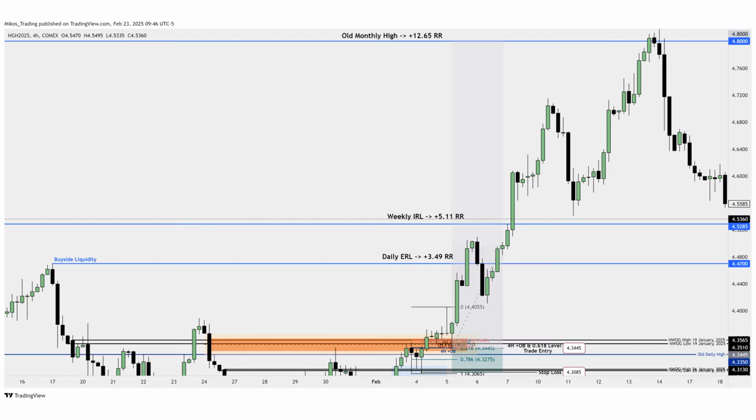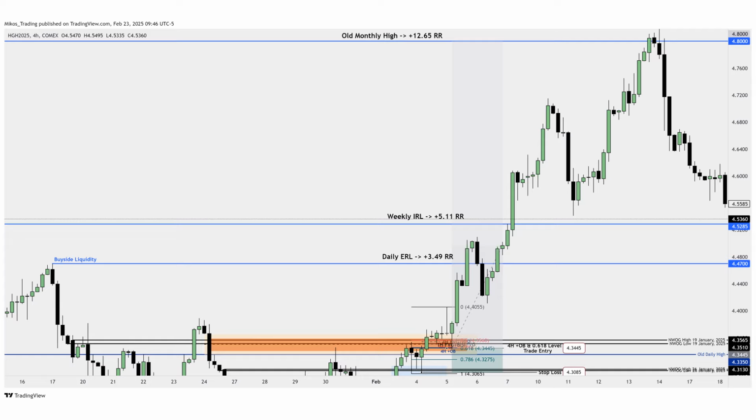Here's where I will take profits. Because we are trading in the direction of the monthly, weekly, and daily institutional order flow, I would look to take my profits at higher time frame inefficiencies and or higher time frame old highs. I always split my positions into thirds or quarters and scale out as the market moves in my favor.